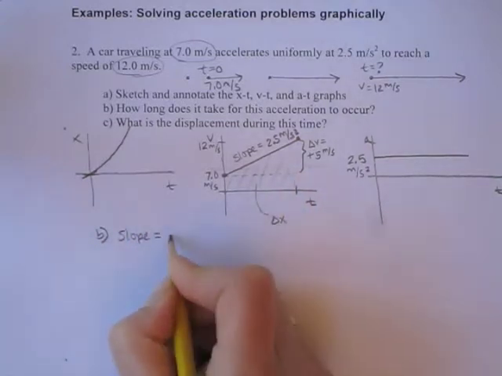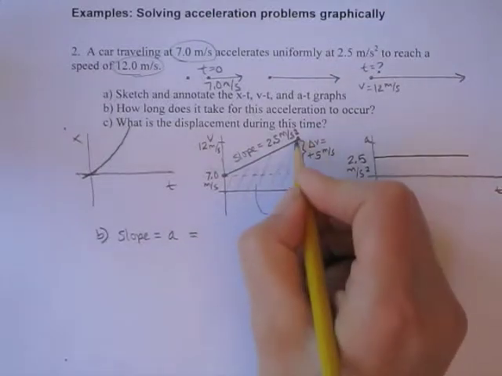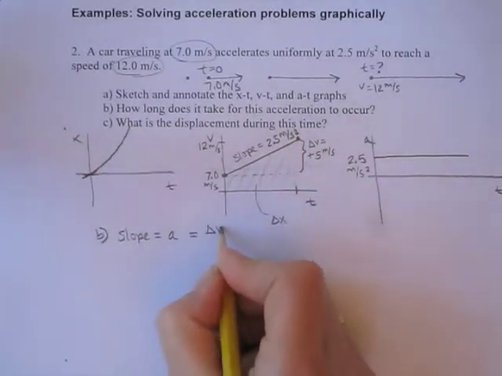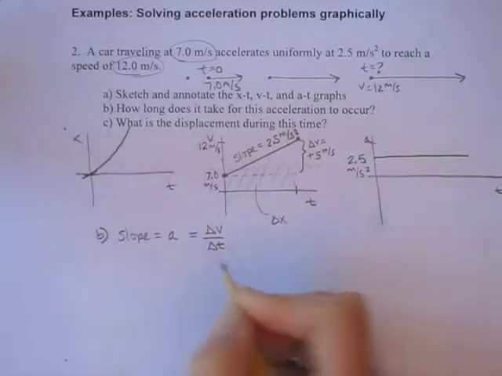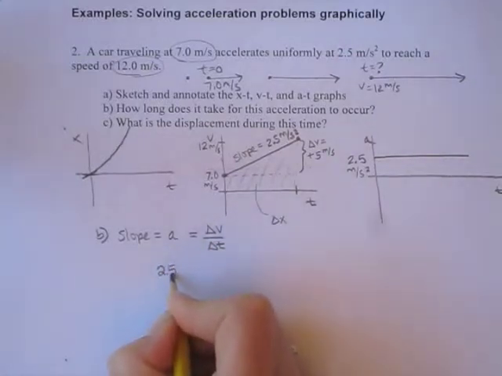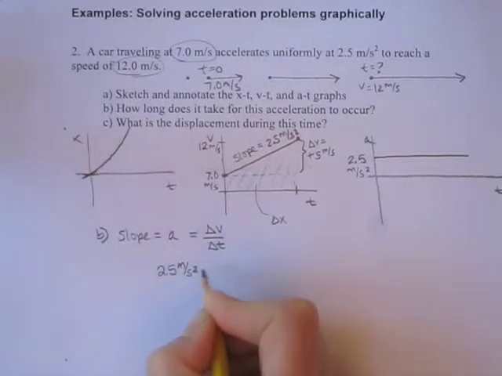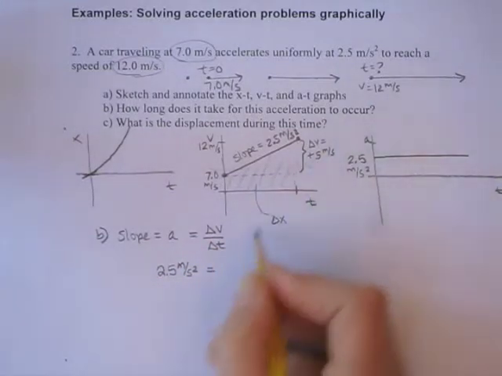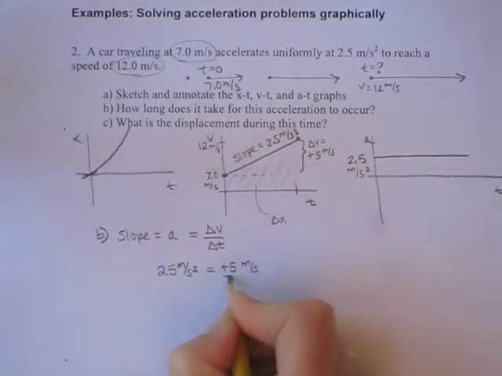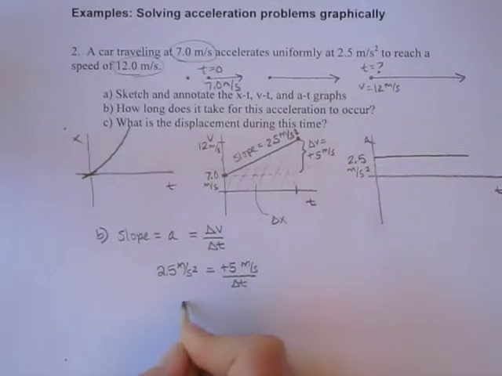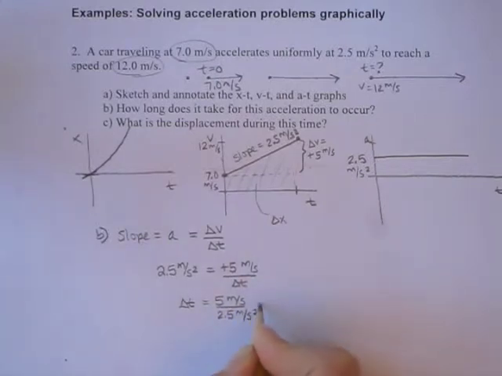Slope equals the acceleration, which is the rise over the run, so it's the change in velocity over the time interval. And I know that the acceleration is 2.5 meters per second squared, and the change in velocity is plus 5, and I don't know the time. Solving for the time, we get 5 meters per second divided by 2.5 meters per second squared, which is 2 seconds. Okay, so now we know that the time here was 2 seconds.